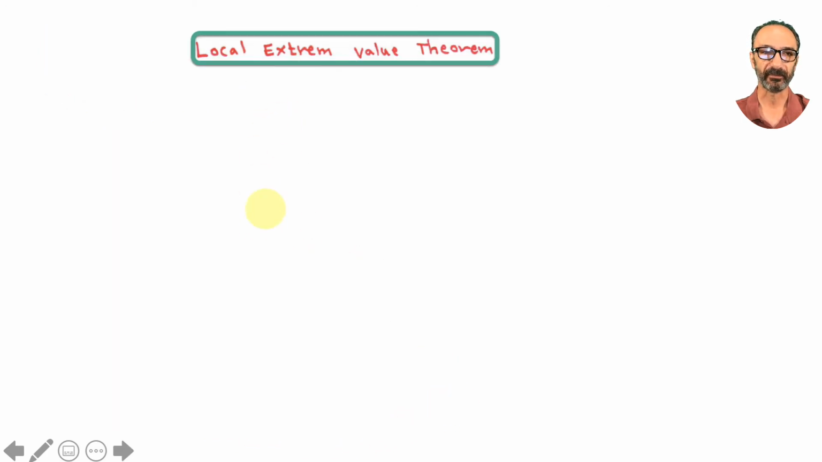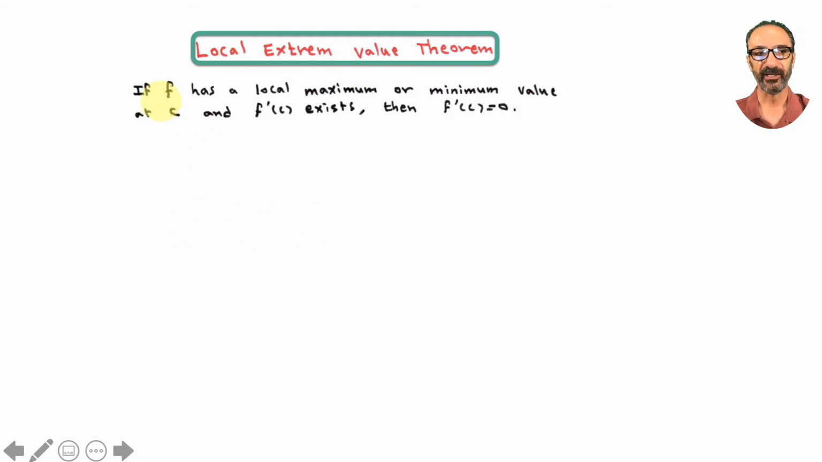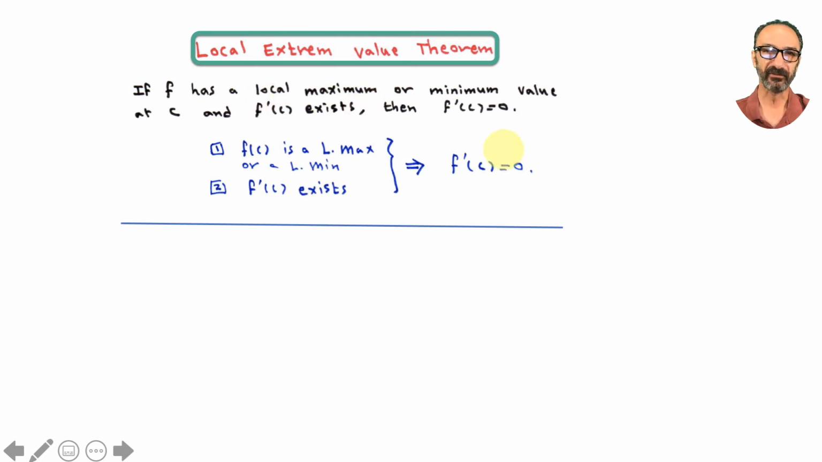Local extreme value theorem. If f has a local maximum or minimum value at a point where x equals c, and f prime exists, then f prime should be 0. We saw that on the graph when it was curving and smoothly moving around. What this says in a different way is the following. If f of c is a local max or local min, and also f prime exists, then f prime has to be 0. That means you have a horizontal tangent.